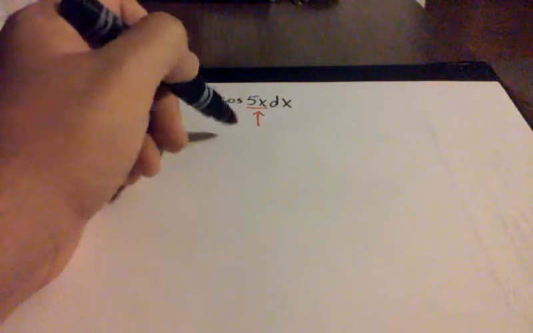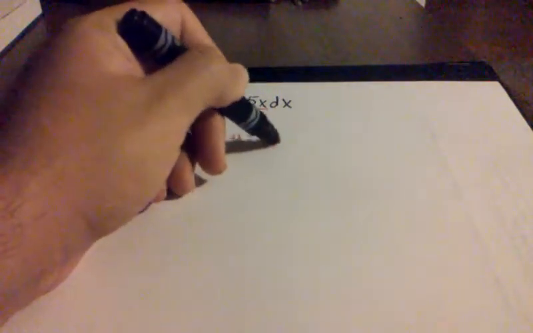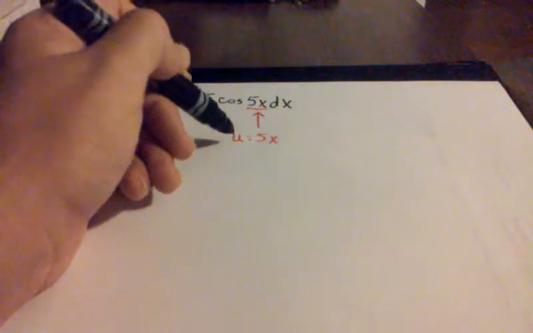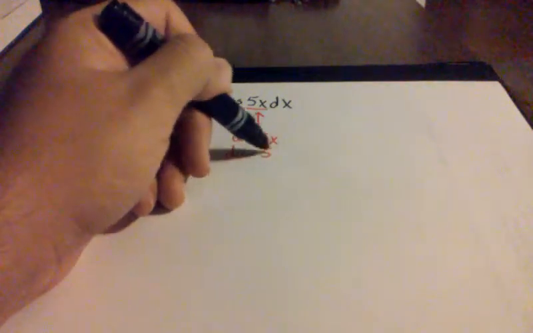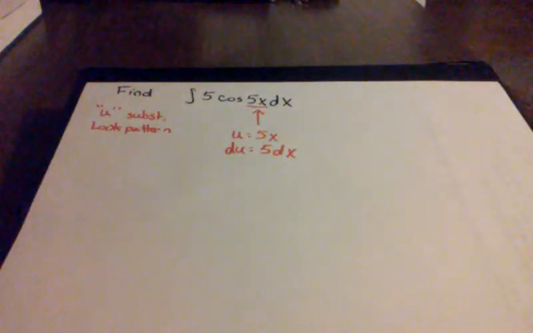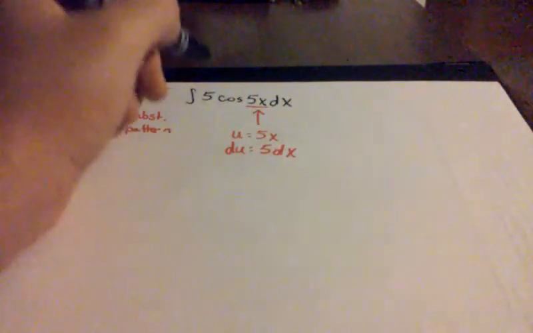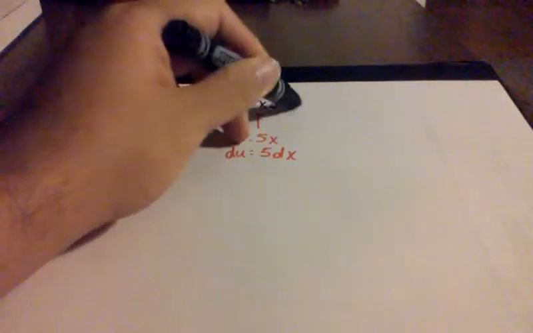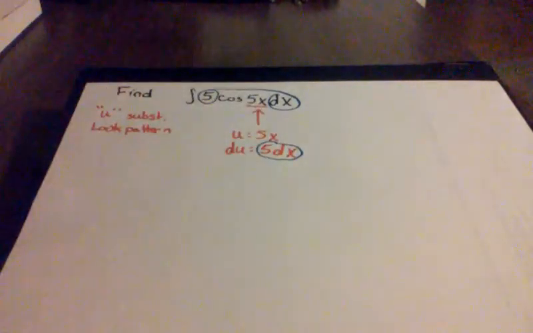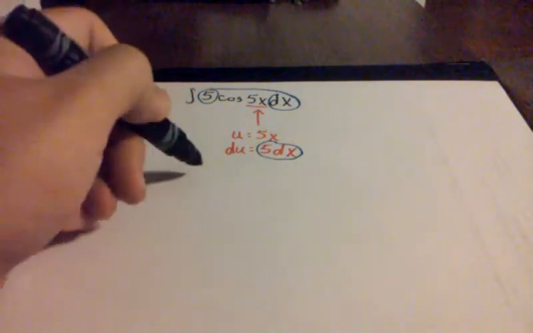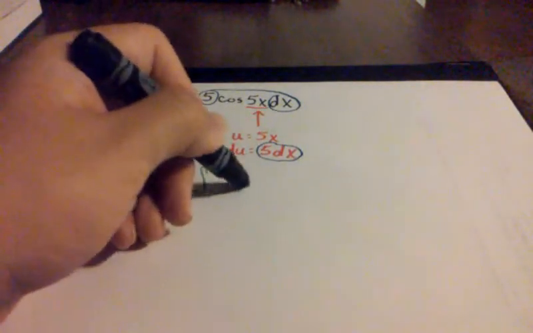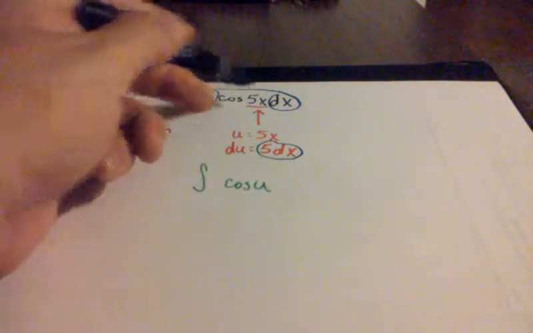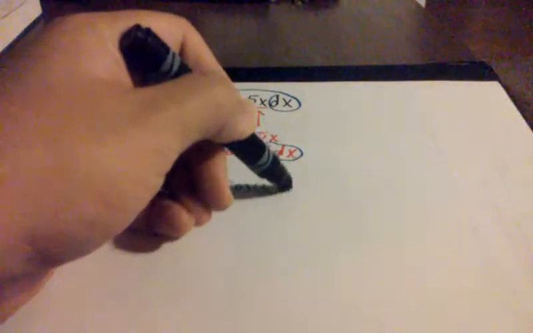The reason I notice that is that if I let u equal 5x, okay, so I let that value equal u. If I take the derivative of u, the derivative of 5x would just be 5 dx. And the reason why that is important is because even though it's separated, you see how 5 dx is in that integral. So what I'm going to do is rewrite this integral with a u substitution. I'm going to let 5x be u, so I'm going to have cosine of u, and then I have 5 dx, I'm going to let that be du.